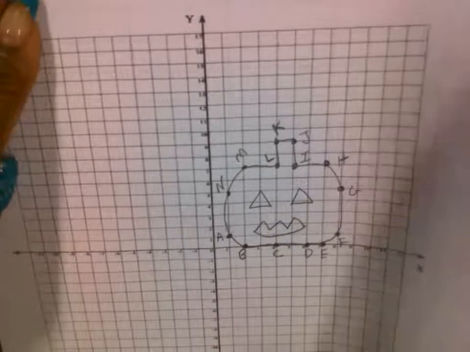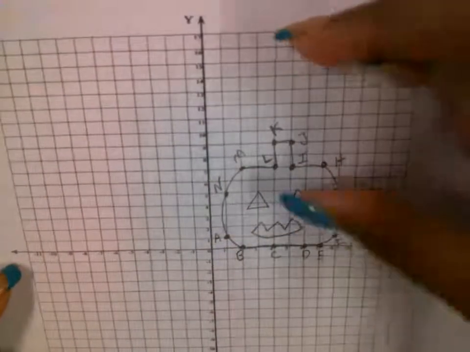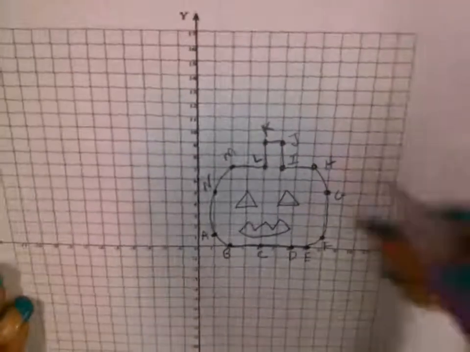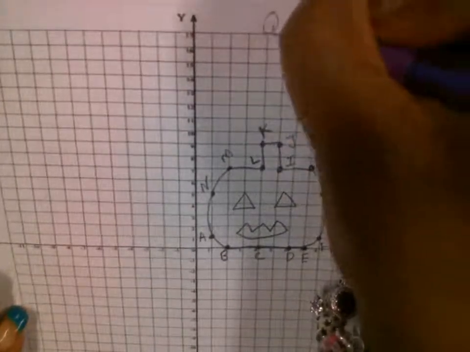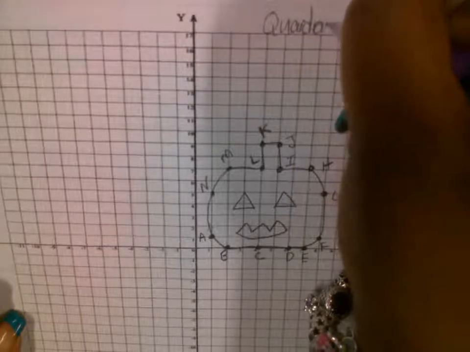All right, so let's look at this. This is what you're supposed to do. Does everybody have their pre-image? And their pre-image should be in quadrant number 1. And let's go ahead and label this. This is quadrant number 1. This is quadrant 2.